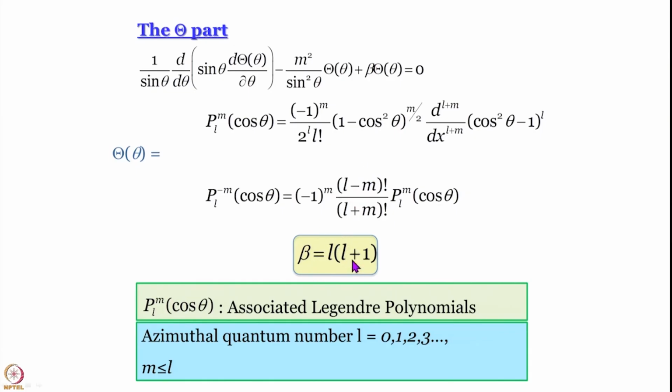This part also leads us to a very important phenomenon, that beta is equal to l into l plus 1. What is beta? You remember? This is beta, and as we will show later on, this beta is there in the theta part as well as the r dependent part of the equation. So, beta is the bridge between the theta part and the r part of the Schrodinger equation. So, here we get beta is equal to l into l plus 1, and that has some profound application as we will see shortly.